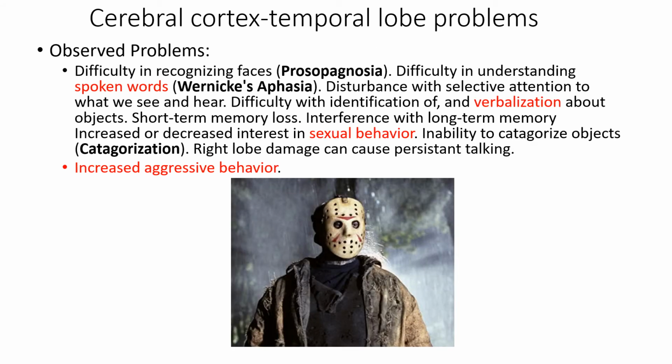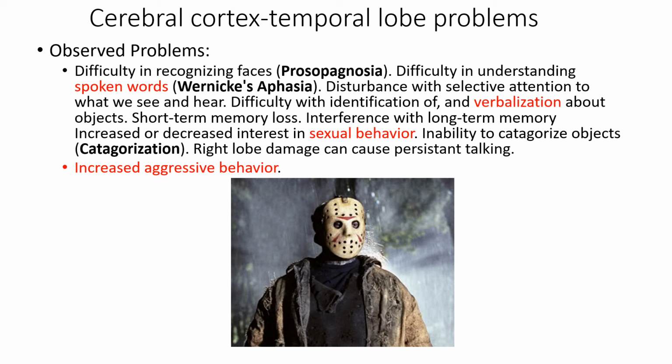So anyone that has issues with their temporal lobe might have difficulty recognizing faces, difficulty understanding spoken words. So they hear someone talking, but they're not able to form the words that the person is saying. You might have selective attention to what you see and hear. So you may not hear everything, you may only pick up on certain things. Difficulty with identification of and verbalization of objects. So yet again, you may not be able to see an object, name it, or recognize it as that object initially.